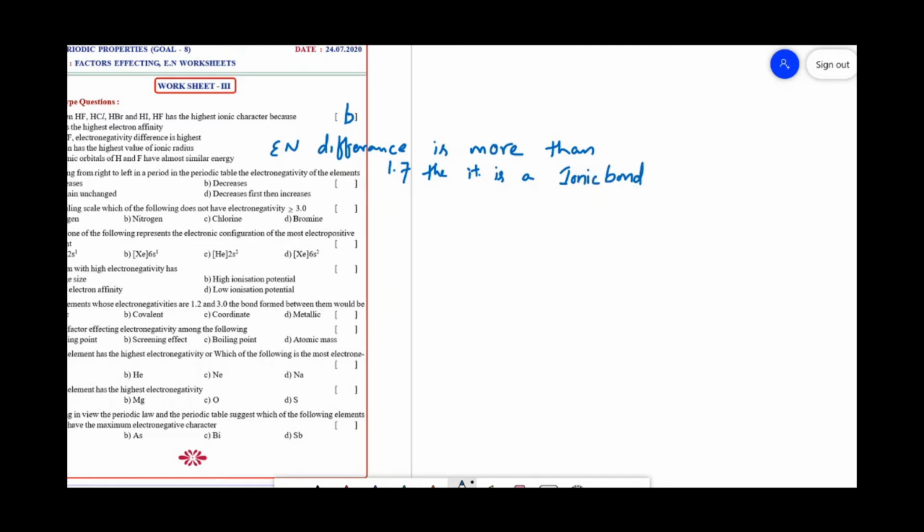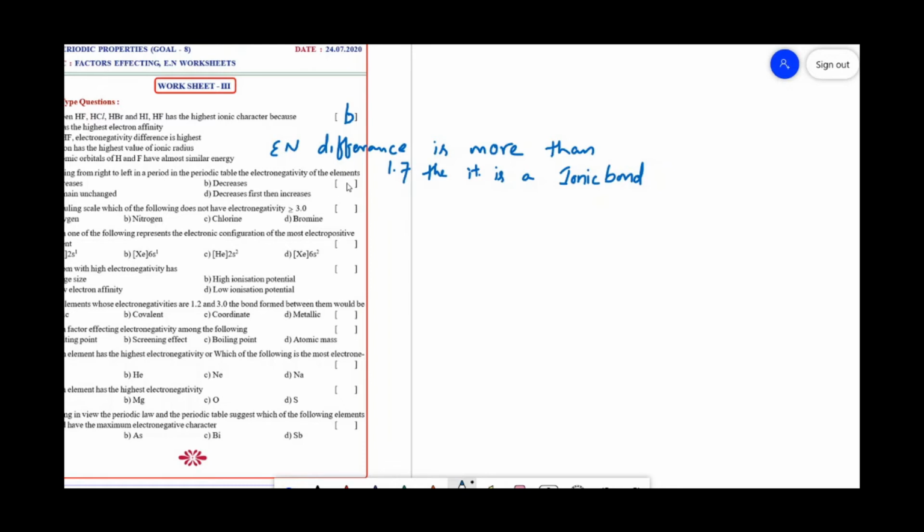Next, second option. On going from left to right in a period in the periodic table, the electronegativity of the element increases. So in a group from top to bottom, electronegativity decreases, and in a period from left to right, electronegativity increases. So the answer is the first option, it increases.